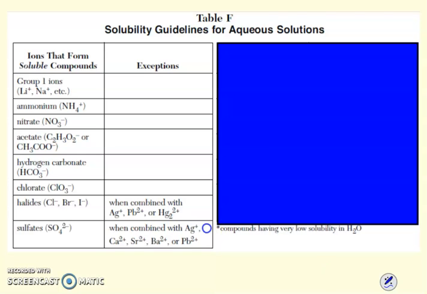The last choices here are sulfates. Sulfates are generally soluble in water, except when the cation is silver, calcium, strontium, barium, or lead-2. Otherwise, it's going to be soluble. But with those specific five, they will be insoluble, so they will not dissolve in water. So the table on the left side shows you all of the compounds that are soluble, meaning they do dissolve in water, with a few exceptions.